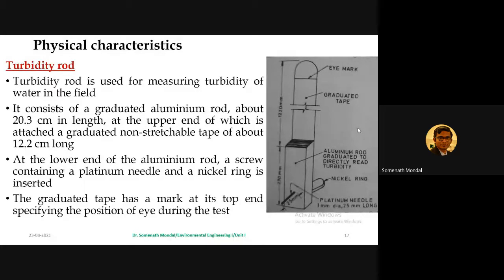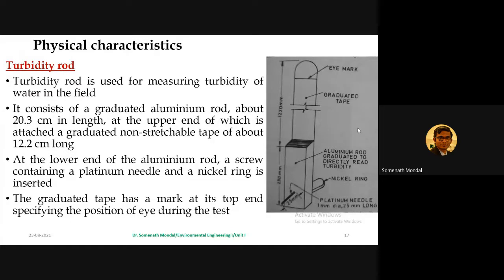Now, in order to measure the turbidity, the graduated aluminum rod is lowered into the water, and the depth at which the platinum needle ceases to be seen is noted. Keeping the eye at the eye mark is also important. Under standard light conditions, this directly gives the turbidity in ppm or silica standard.